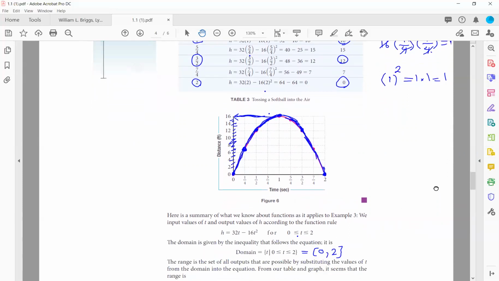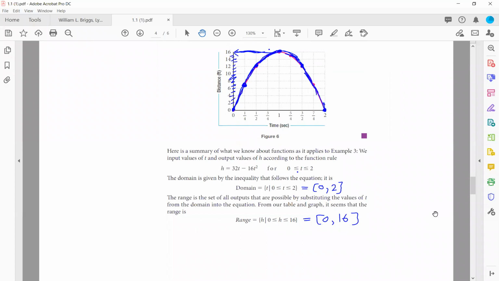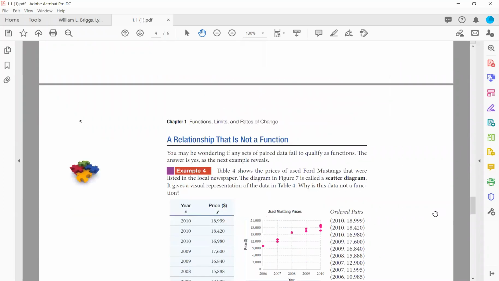So we can use set notation or interval notation. The range is the set of all h values such that h is in between 0 and 16. It can take on any values in between 0 and 16 inclusive, or closed interval 0, 16. Let us move on to the next page.